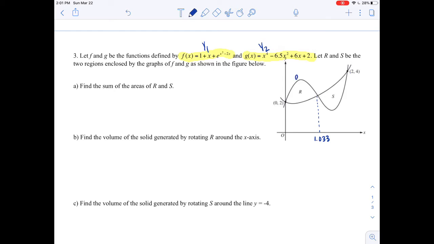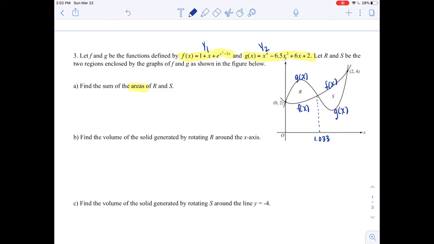Okay, so as I start setting this up, you'll notice that in this problem, it's actually my g of x function. That's my upper function initially, but it becomes my lower function in region S. And then f of x is my lower function, but then eventually becomes my upper function. Obviously, as I set up the integral for these two areas, I have to be careful of what's the upper and lower. Now let's go back to area for 1 second.